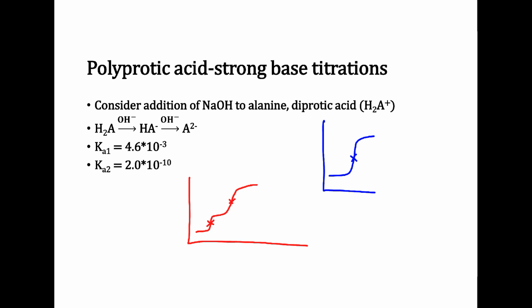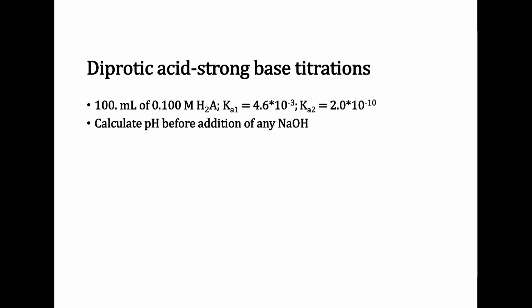For this example, we're going to look at some generic polyprotic acid, and these are the Ka values that we will use. I'm going to assume that I have 100 milliliters of this 0.1 molar polyprotic acid, and again Ka1 and Ka2 are what I gave you previously. What we want to do is go through and calculate the pH along different steps in this titration. The first thing we want to calculate is the pH before any addition of sodium hydroxide.